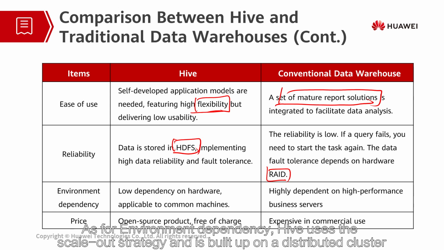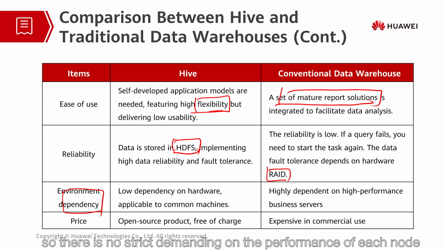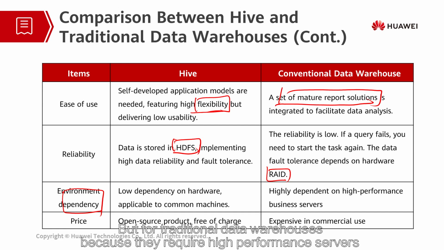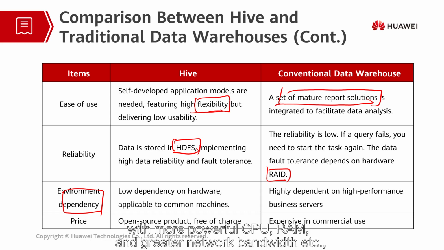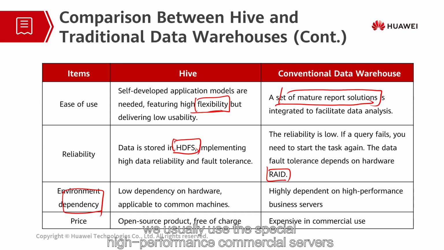As for environment dependency, Hive uses the scale-out strategy and is built on a distributed cluster, so there is no strict demand on the performance of each node. But for traditional data warehouses, because they require high-performance servers with more powerful CPU, RAM, and greater network bandwidth, etc., we usually use special high-performance commercial servers and expand the cluster vertically for traditional data warehouses.